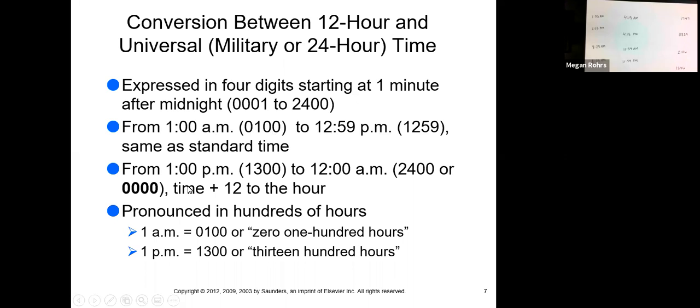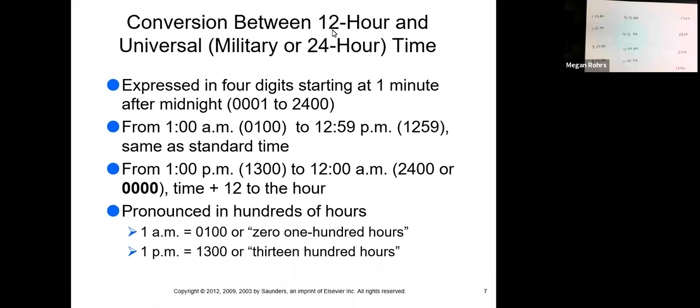Now, anytime after 1 in the afternoon, all the way up until midnight, we're going to add 12 to the hour. So here we see 1 p.m. Well, since this is 1 p.m. or after, we're going to add 12. So 1 plus 12 gives us 13. The minutes always stay the same. So in this case, 1 p.m. is 1300.